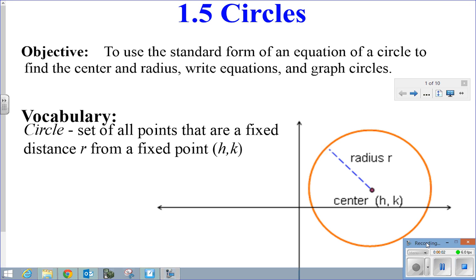All right, mathletes, here's 1.5 circles. Big thing with circles, we want to make sure we understand the standard form of our circle equation. We want to understand how that's related to our center and our radius, and be able to graph those circles from our equations.